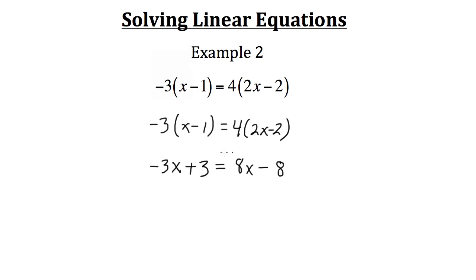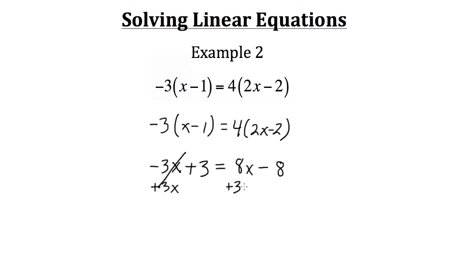Now we're at a point like how we started with example 1. We have an equation with a variable on both sides. So now we just need to isolate the x onto either side. Let's move it over to the right this time. So let's get this negative 3x and add it to cancel it out on this side.